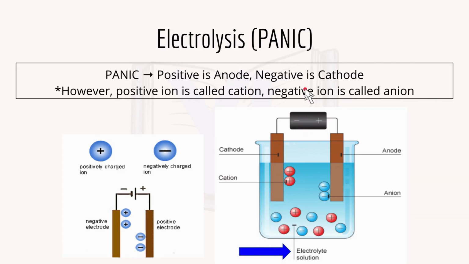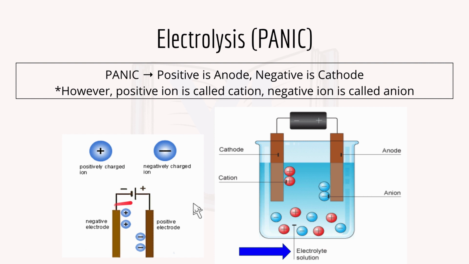So here's PANIC. PANIC stands for positive is anode and negative is cathode. However, a positive ion is called a cation, because the cat is happy. A negative ion is called an anion. So one way to remember the names for the electrodes is to think of the positive ion, which is called a cation, and the cation is attracted to the negative electrode, and the negative electrode has the same name as the positive ion, cat. So negative is called cathode, and positive is called anode, because it's attracted to the negative ion called anion. So it's basically the opposite, positive and negative.